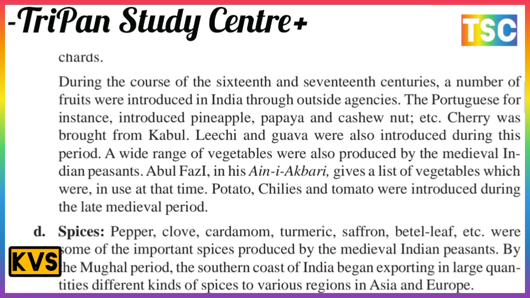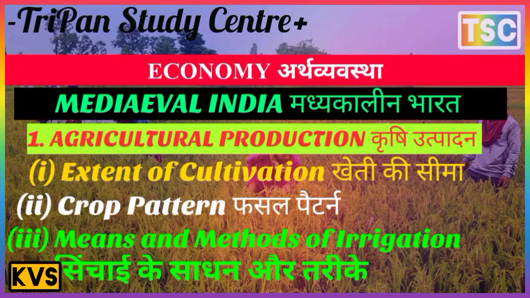The next is spices: peppers, cloves, cardamoms, turmeric, saffron, betel leaves, etc. These were some of the important spices produced by medieval Indian peasants. By the Mughal period, the southern coast of India began exporting large quantities of different kinds of spices to various regions in Asia and Europe.